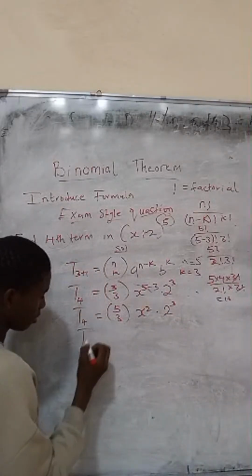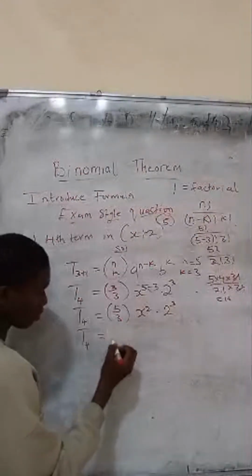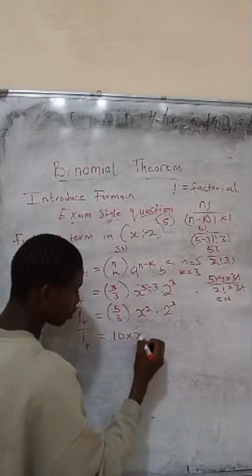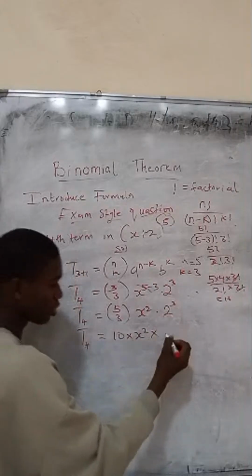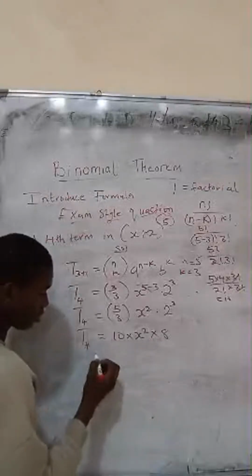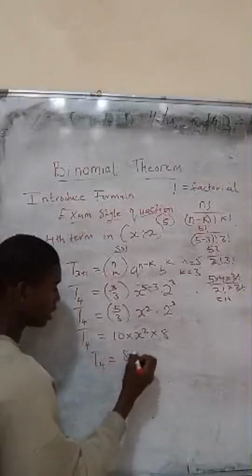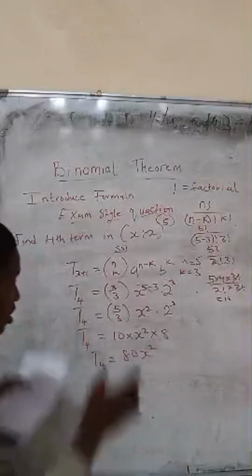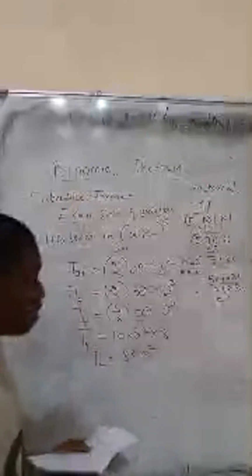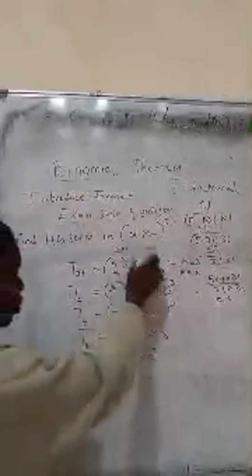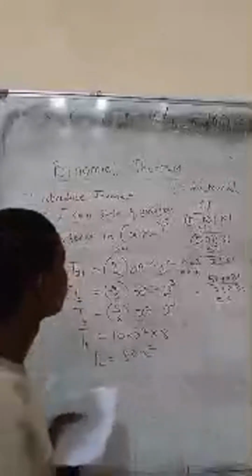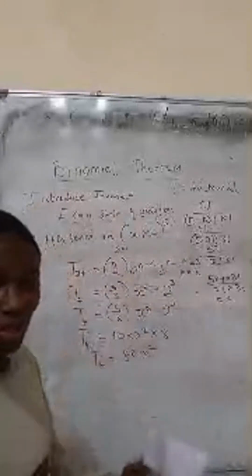So my fourth term is going to be equal to 10 times x raised to the power of 2 times 2 raised to the power of 3, which is 8. So this is going to give me my fourth term to be equal to 80x squared. That's just simple. We are getting the answer for this question. So the question says find the fourth term in this expression, and we apply our formula, and that's just it. So based on what you have seen, binomial theorem is not difficult.